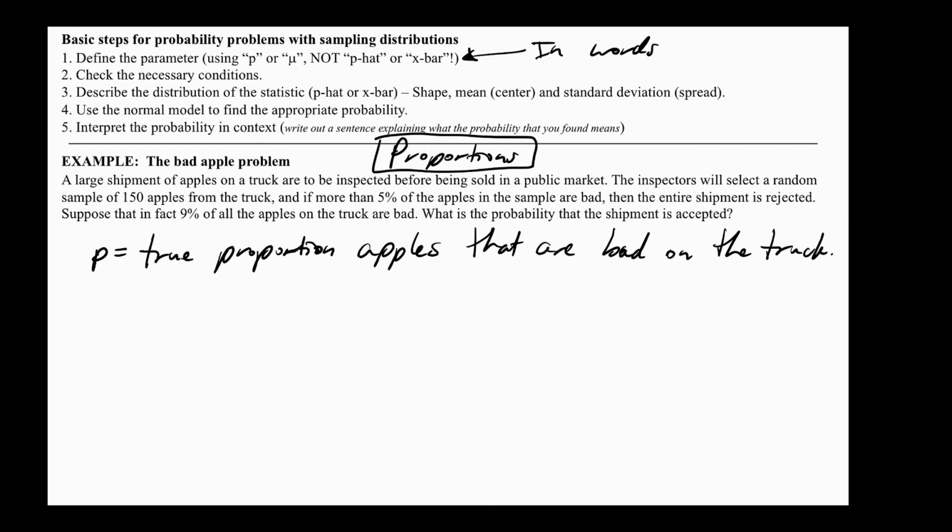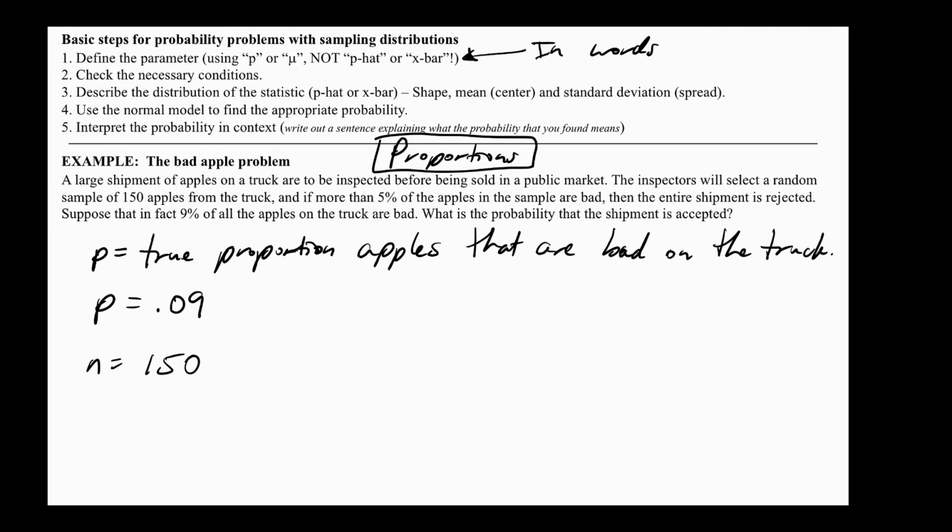Do they give us that percentage? They did. What percentage is it? 9%. There you go. So we actually have that. We want to list everything we know. 150 is n, so I'm going to write that. I try to list everything out so that if I need it later, I can come back to it instead of having to reread the question. 5% is that, right?